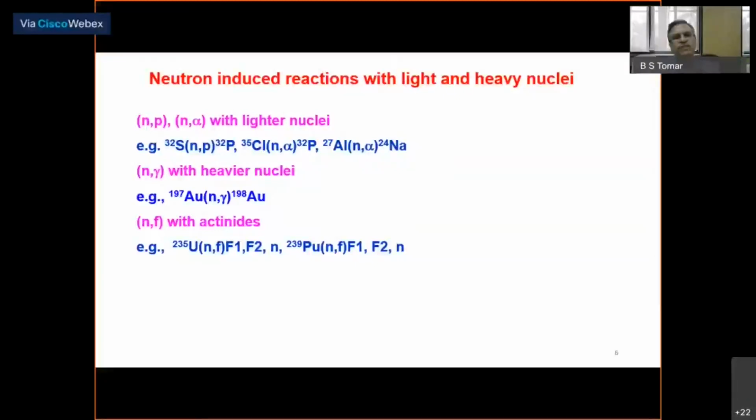But for mass less than 50, where the alpha particle or proton emission barriers are very low, you will have (n,p) and (n,alpha) types of reactions.